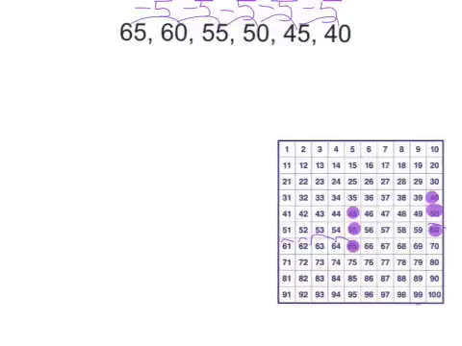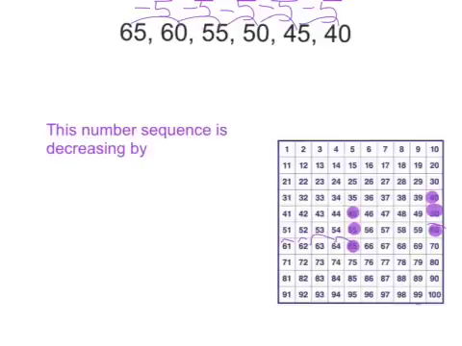So if I were going to describe this pattern, I would say this number sequence is decreasing by 5s. So if numbers are getting smaller, it's decreasing. If numbers are getting bigger, it's increasing. Then we need to look at what is it increasing by or decreasing by.